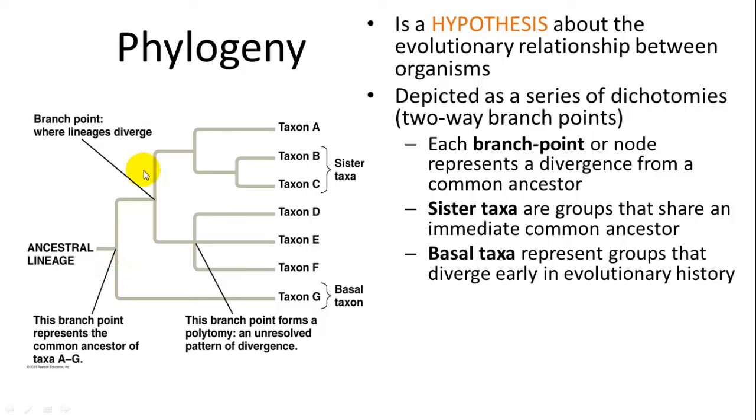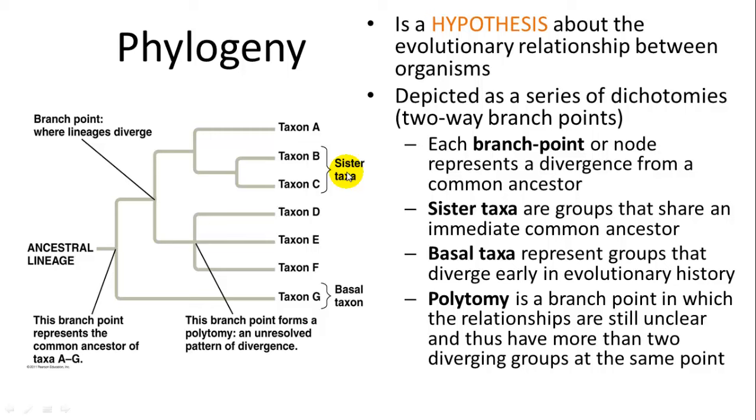Okay, so this would be a basal group to this group. And a polytomy is a branch where relationships are still unclear, so it's shown as more than two diverging from one.